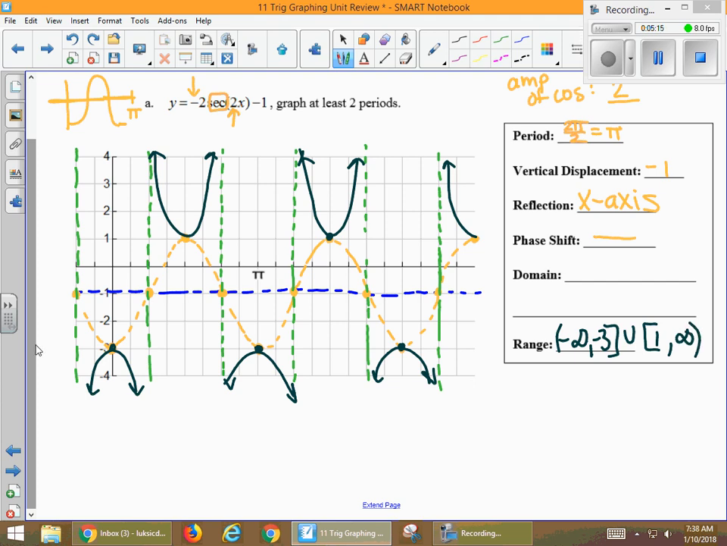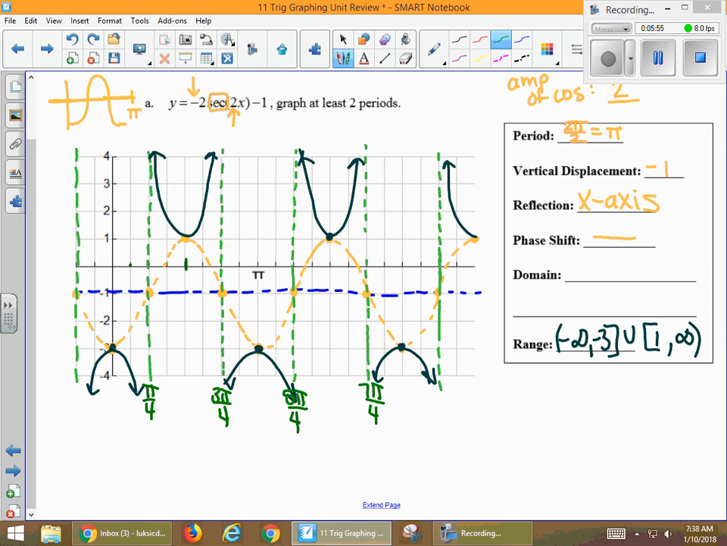Our domain's a little more tricky. We need to exclude where our asymptotes are. So I like to label the asymptotes first, and this one is a little funky. So if pi is 8 spaces out, 1, 2, 3, 4, 5, 6, 7, 8, that means that every 2, so this guy here is pi over 4. This would be pi over 2, so this would be 3 pi over 4. Pi is 4 pi over 4, so the next fourth would be 5 pi over 4. And then the next fourth where my asymptote is 7 pi over 4.